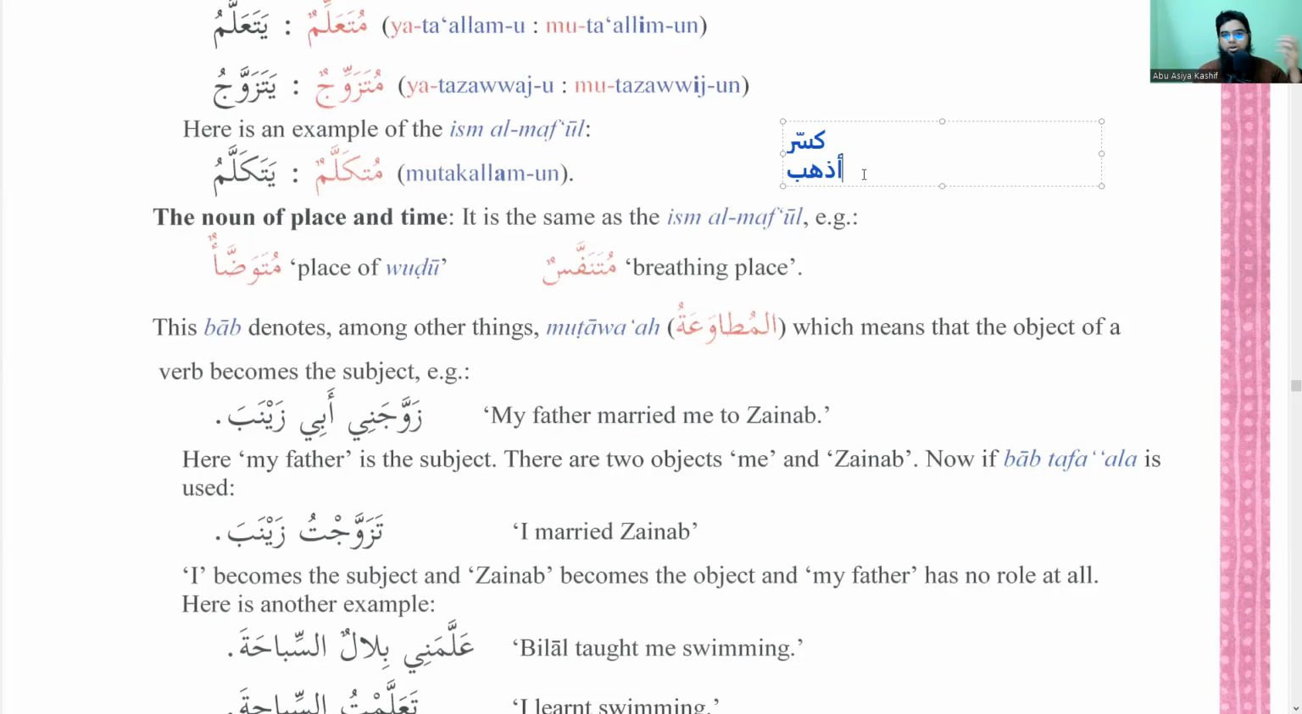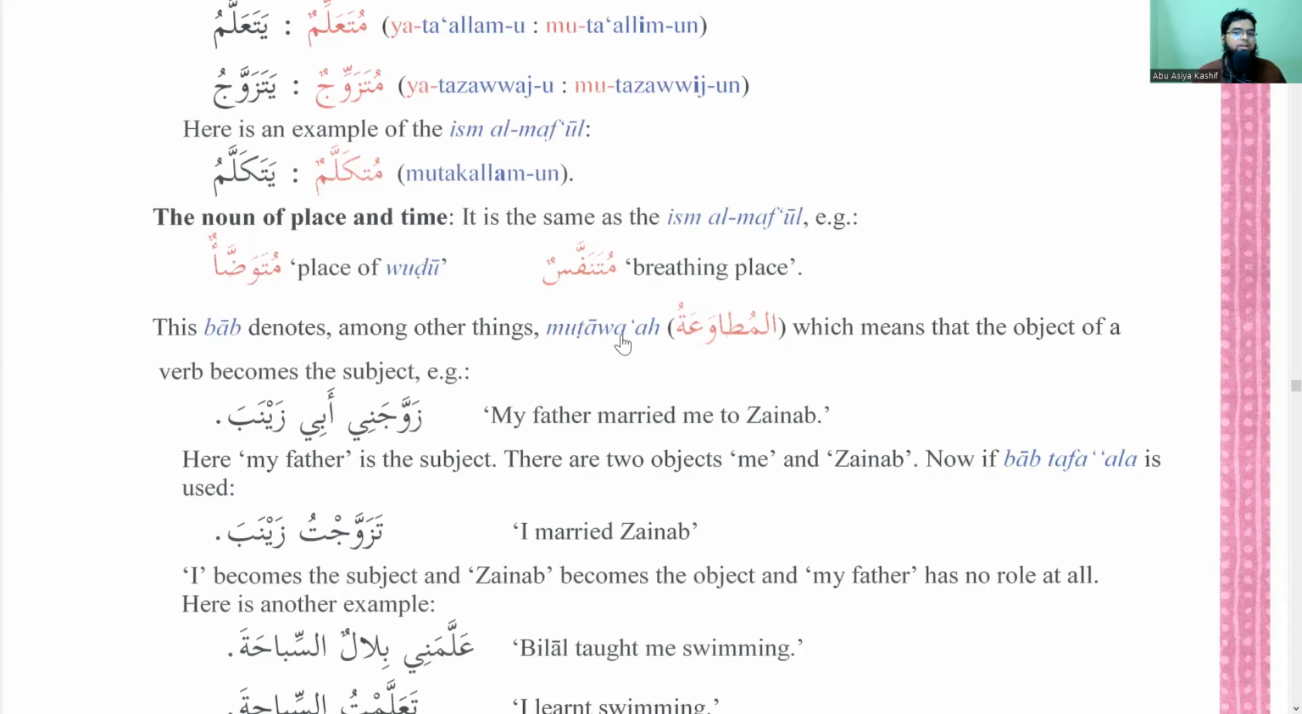Like dhahaba is to go. It doesn't take a maf'ulun bihi. But we can use this form 4 to change it into transitive. Adhhaba is to make someone go. Like akhraja. Kharaja is to leave. Akhraja is to kick someone out. Like akhrajallahu iblisa, for example, min al jannati.